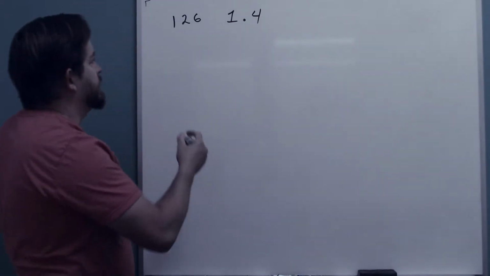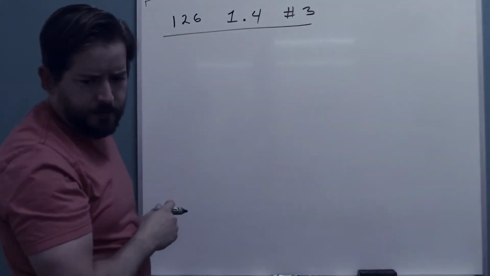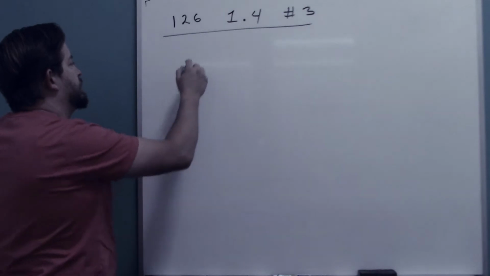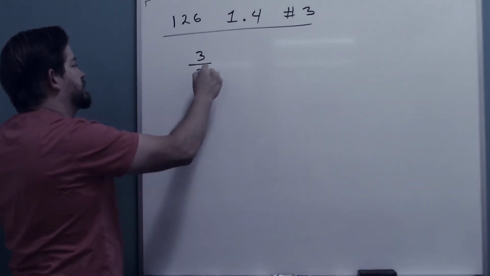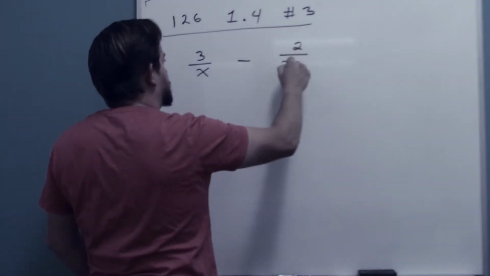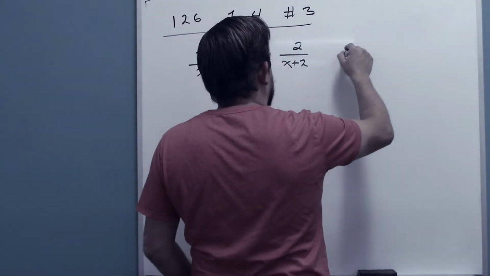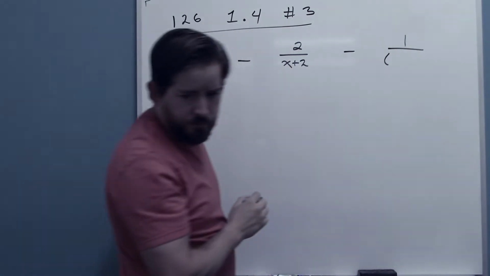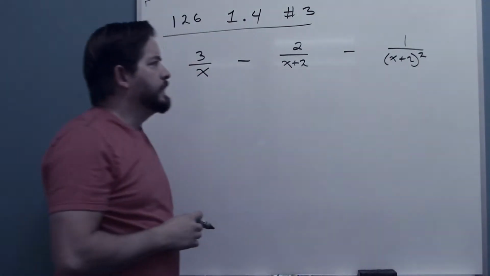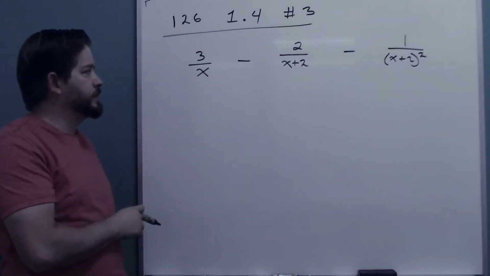The first one was number 3. And it says, perform the addition or subtraction, factor out any polynomials if possible. And we have 3 over x minus 2 over x plus 2, and then minus 1 over x plus 2 squared. And I've given myself a lot of room here because I know what's coming. I'm going to have to throw in a bunch of multiplications here.